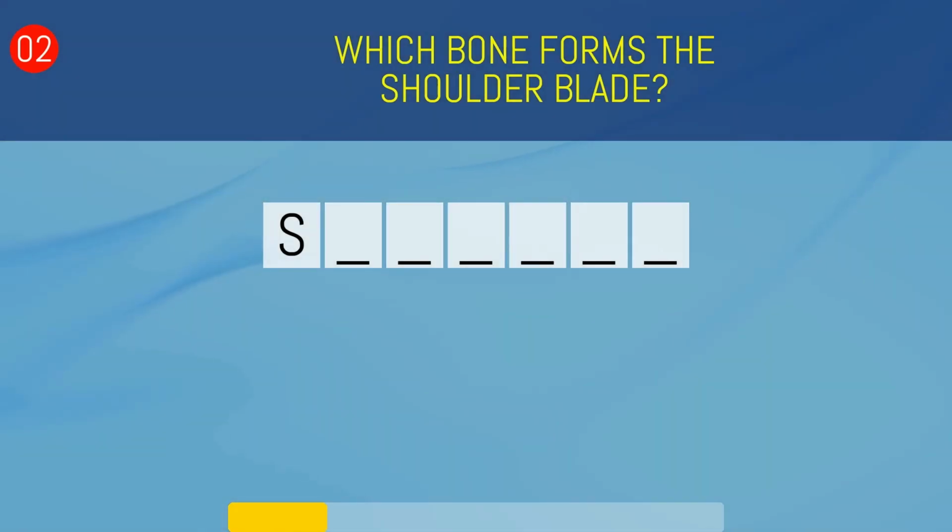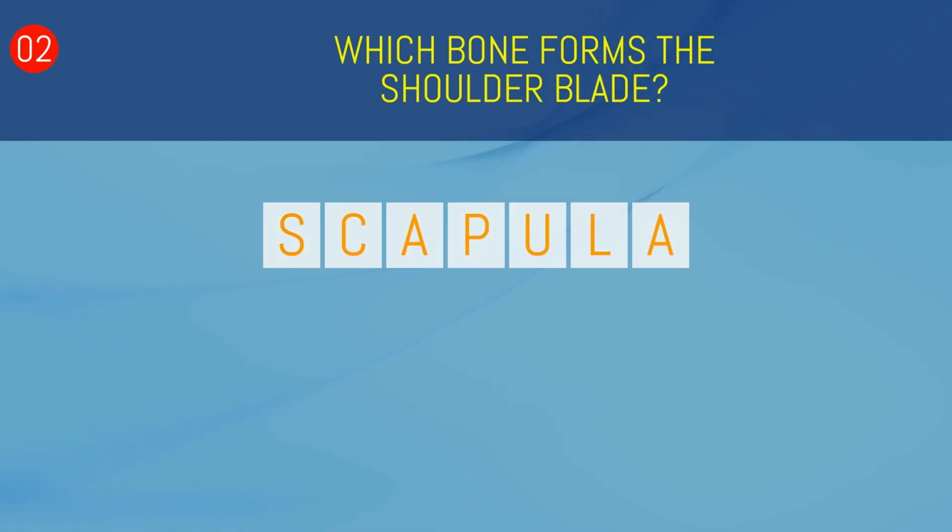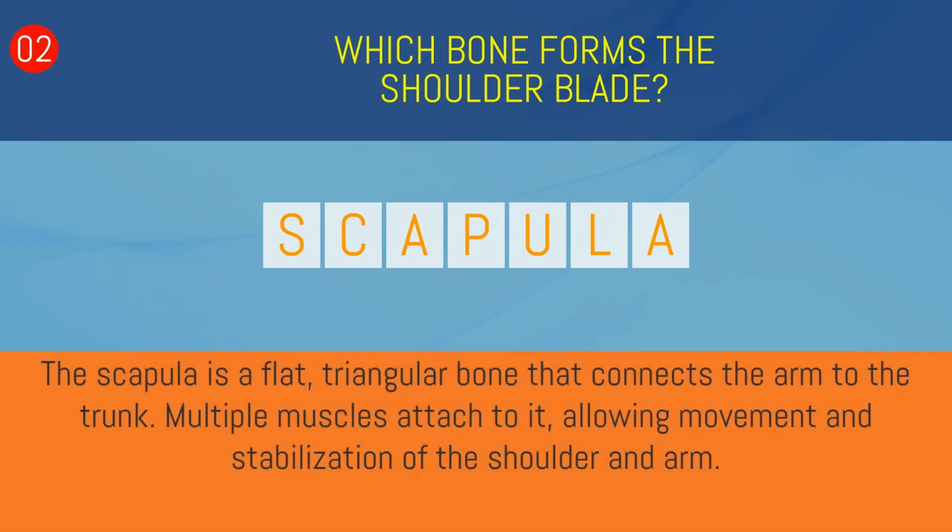Which bone forms the shoulder blade? Scapula. The scapula is a flat, triangular bone that connects the arm to the trunk. Multiple muscles attach to it, allowing movement and stabilization of the shoulder and arm.